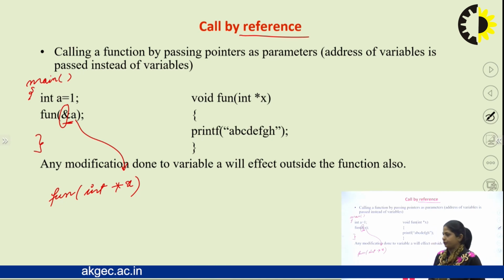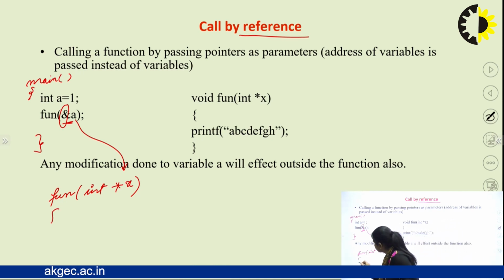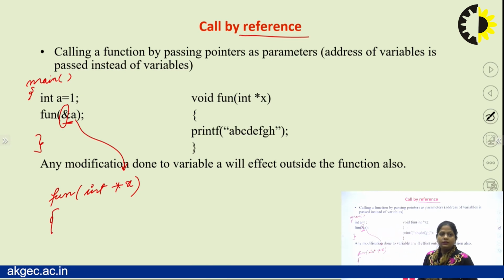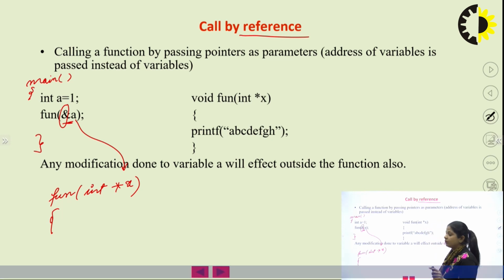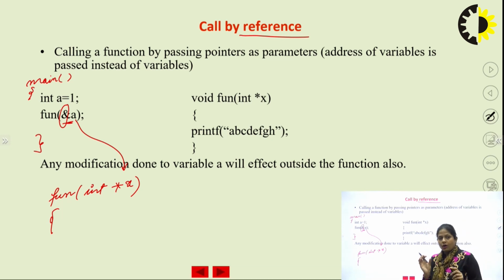How does it make a difference? Instead of passing the value or the variable, we are passing the address. That means now I have the original address. Whatever changes I am going to do, I will be working on the original value itself.